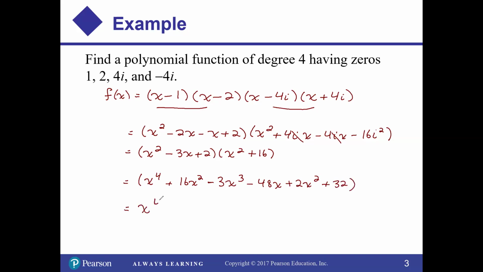So we get x to the 4th plus, minus 3x cubed. Then my x squareds added together will be 18x squared. Then I only have the one x term, minus 48x, plus 32.